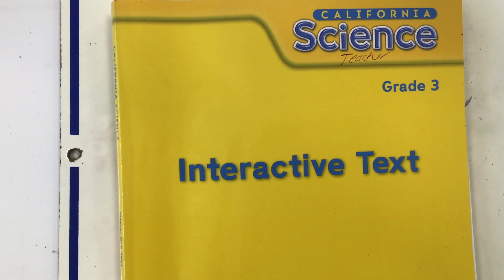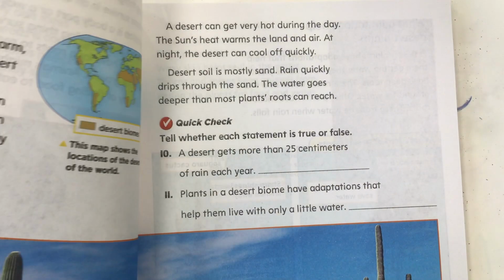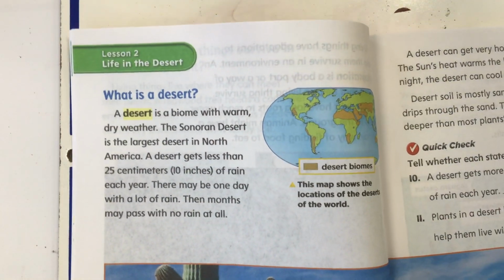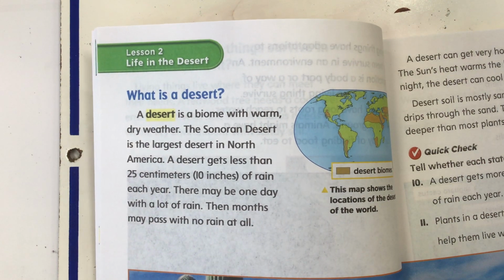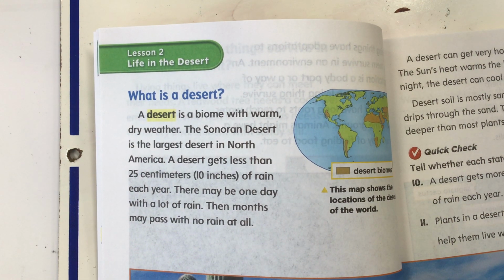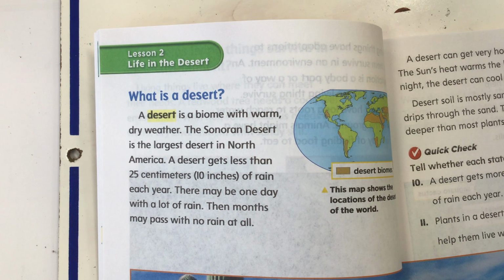We're in the third grade science interactive text. We're going to start on page 10 and go to page 15. Life in the desert. What is a desert? A desert is a biome with warm, dry weather. The Sonoran Desert is the largest desert in North America. A desert gets less than 25 centimeters, 10 inches of rain each year. There may be one day with a lot of rain, and then months pass with no rain at all.